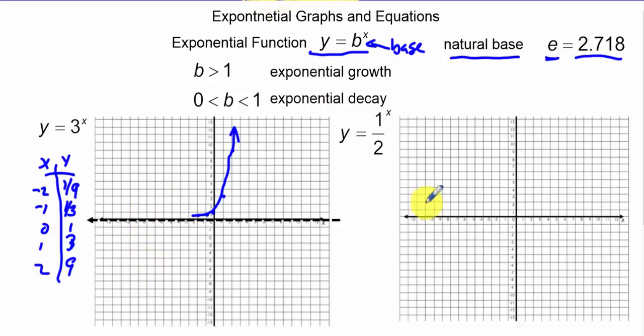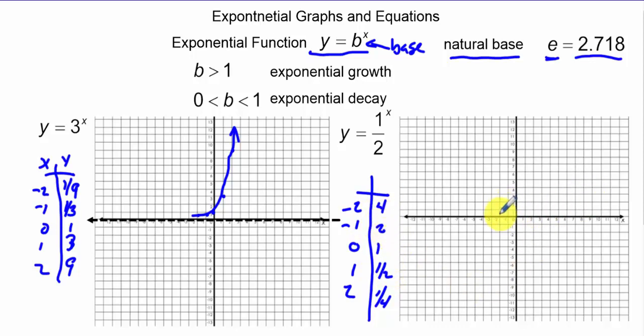When we go over to this side and we make our table here, again, -2, -1, 0, 1, and 2. Plug in a 2, I get a quarter. 1, I get a half. 0, I get 1. -1, I get 2. -2, I get 4. Go ahead and graph that.